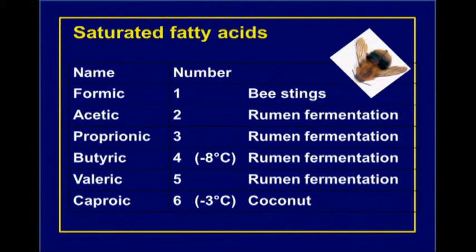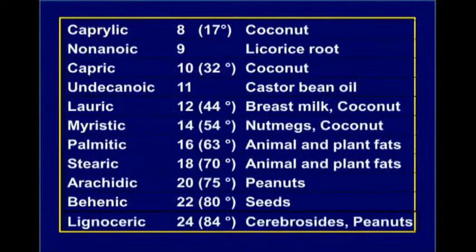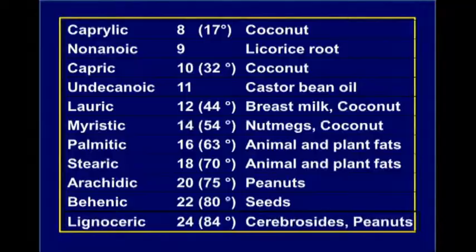So there we got formic, it's bee stings, acetic acid, propionic, butyric and valeric. These are saturated fatty acids in the rumen, or in the gut of ruminants. Caproic, and then we start going up to the more familiar ones. Caprylic at carbon 8, capric at carbon 10, undecanoic at 11, lauric at 12, myristic 14, palmitic, which is the soft fat which makes people nice and cuddly, is carbon 16.